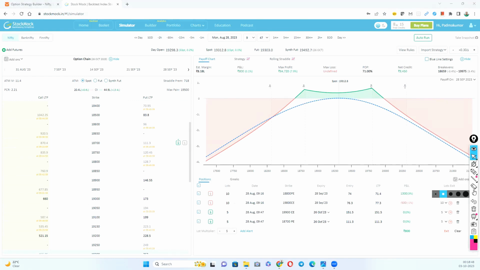Okay. Now see, if you observe this, max profit is 65,000 around, and estimated margin in the beginning is around 8 lakh. This is the basic thing. And break even, remember, 18,652 and around 19,975. So close to 20,000 break even. Okay. So these are the break even, estimated margin, max profit, all the things.